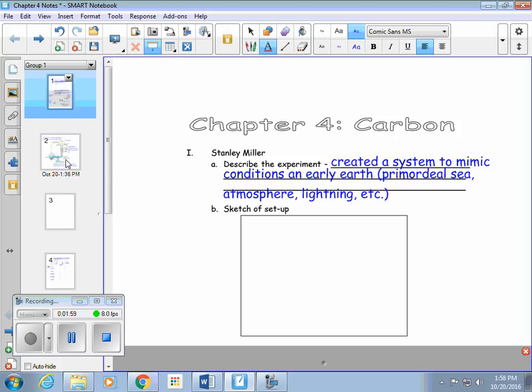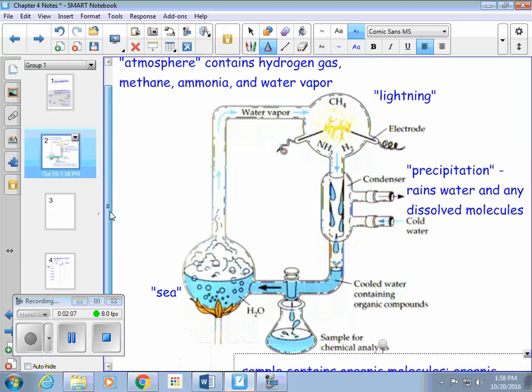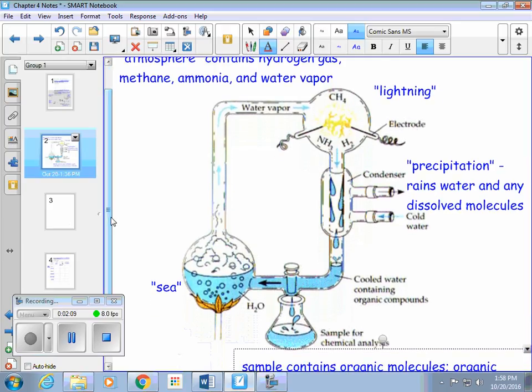I have put it on another page just so that you can see it a little bit bigger. I do need you to sketch something that looks similar to this, and I'm going to walk you through what each part means. If you need to pause it, go ahead and do that. This part of his experiment down here represented the sea, the primordial sea, and it looks like he's heating it up to have some of the liquid water evaporate and become water vapor. So this represents the sea.